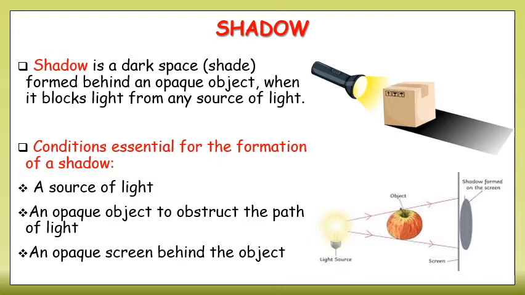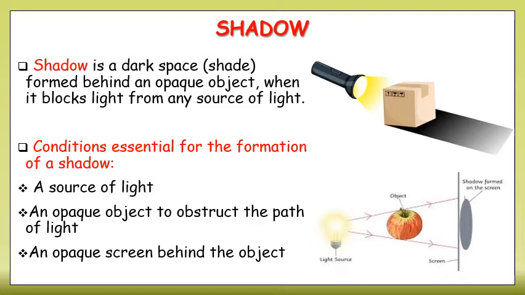So it cannot light up the space behind the object. And this is how a shadow is formed. So what is a shadow? A shadow is a dark space formed behind an opaque object when light is blocked by the object.